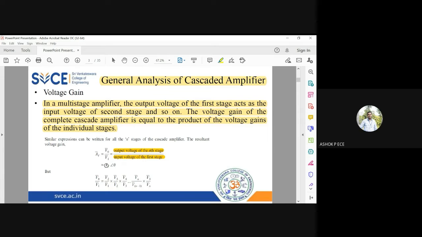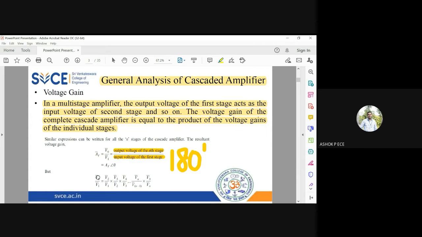Generally, if we assume that AV is a complex number, it will have magnitude and angle. That angle is given by theta. So the phase angle is given by theta. And we consider the phase angle here because a common emitter amplifier has a phase shift of 180 degrees. So that angle is coming because the CE amplifier has an inherent property of possessing a phase shift of 180 degrees between input and output. So the voltage gain is given by the output voltage of the last stage, nth stage, divided by the input voltage of the first stage.